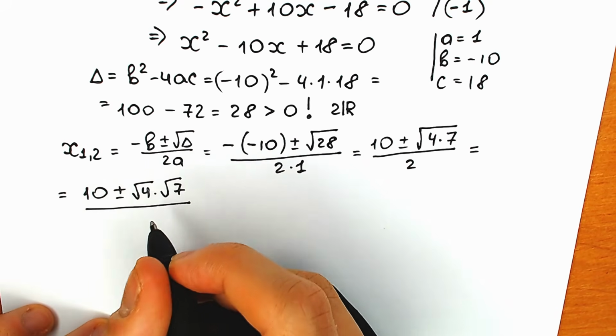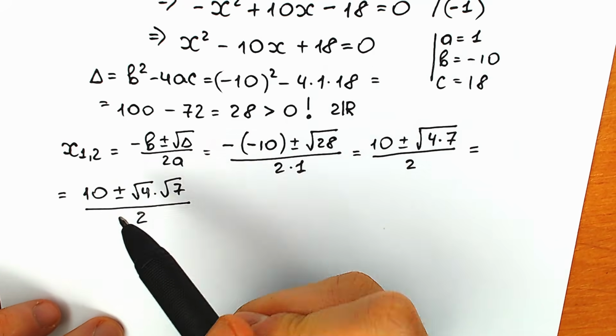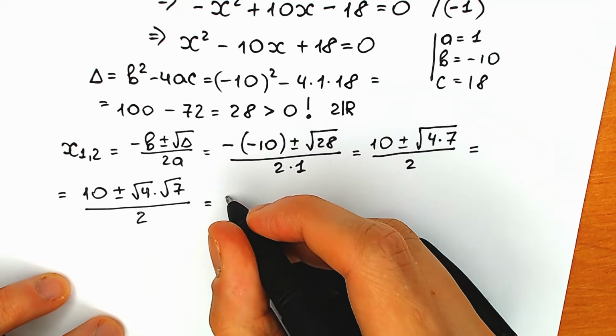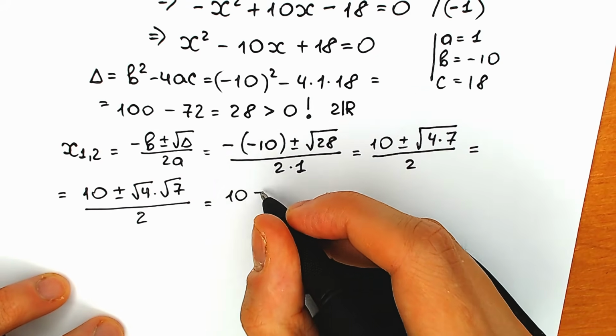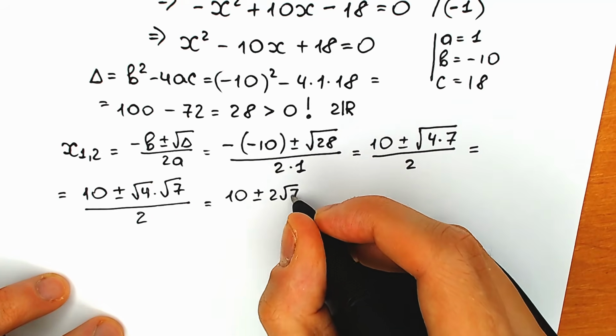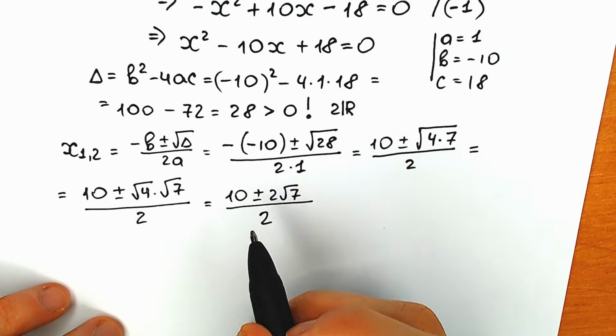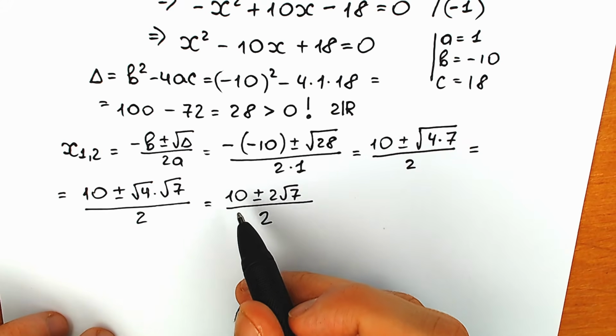7, all over 2. And right now, let's look at the question from a different perspective. Square root of 4 equals 2. So we have 10 plus minus 2 square root of 7, all over 2. Right now, let's factor our 2 from the numerator.